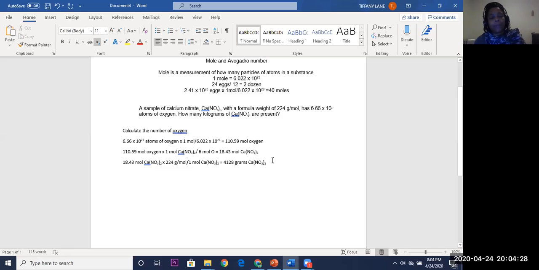Okay, now going back to the problem, it says a sample of calcium nitrate with the formula weight of 224 grams per mole has 6.66 times 10 to the 23 atoms of oxygen. How many kilograms of calcium nitrate are present? So the first thing that we did was calculate the moles. But I have it in grams, so we have another step.